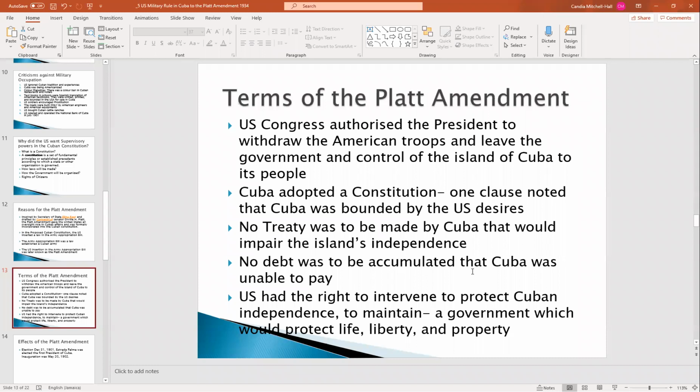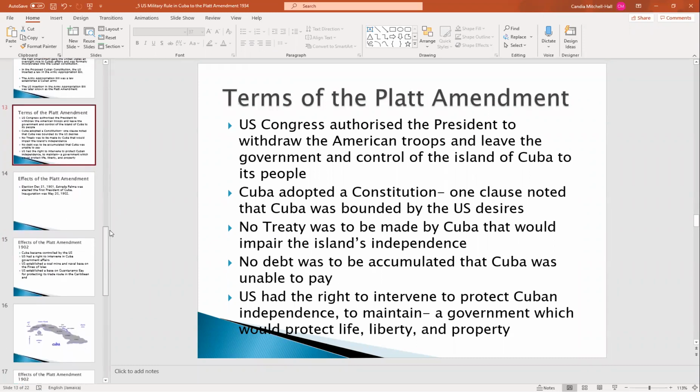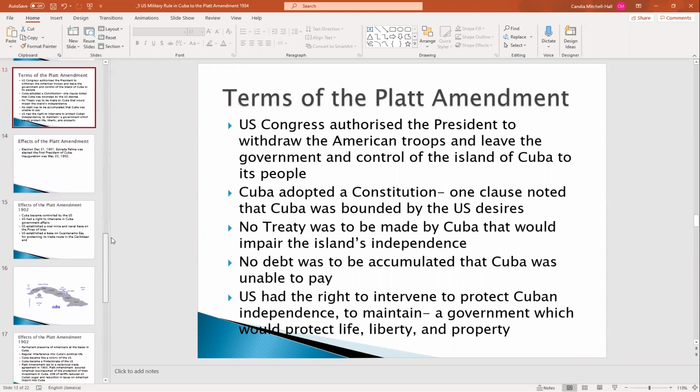Go ahead for me, Lawrence. Sir, I was just going to add to one of the terms, that the government should sell or lease land to the US for coaling or naval stations. Yes. So they are able to lease lands. So they are taking control.